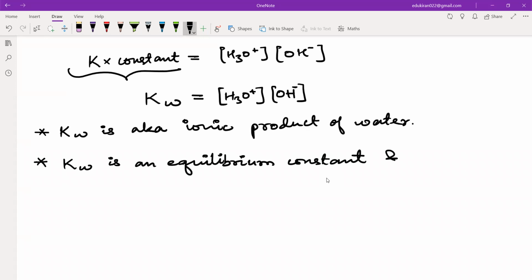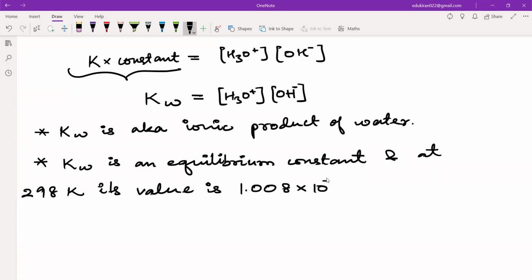Kw is an equilibrium constant, and at 298 Kelvin its value is 1.008 into 10 to the power minus 14. If I want to write it simply, I will write Kw is equal to 1 into 10 to the power minus 14. There will be mole square and liter inverse square, because we have two molar concentrations here. We will simply write that Kw is equal to 10 to the power minus 14.